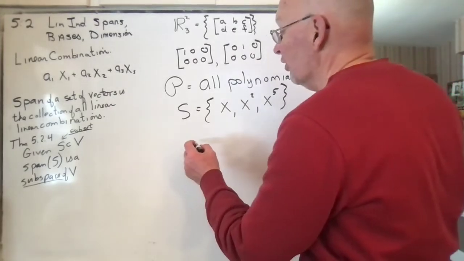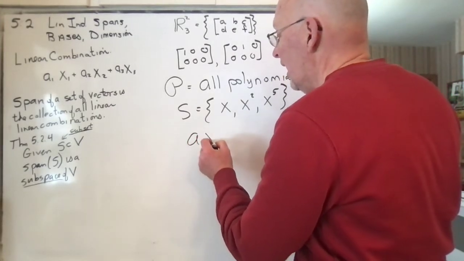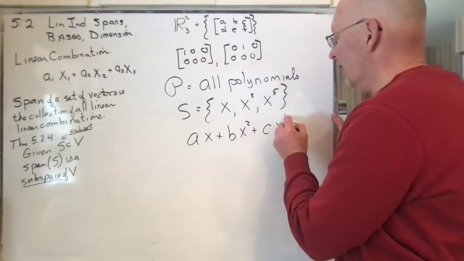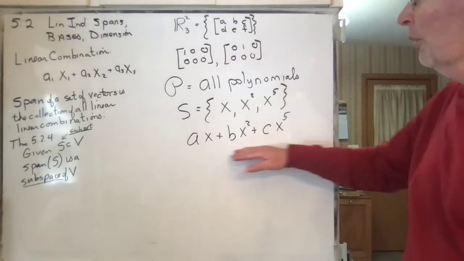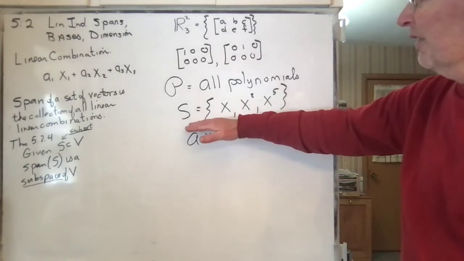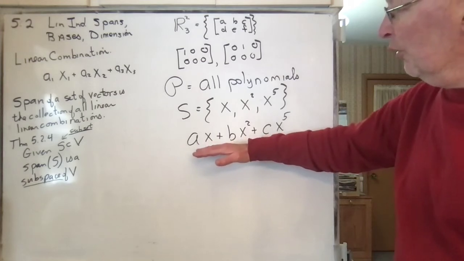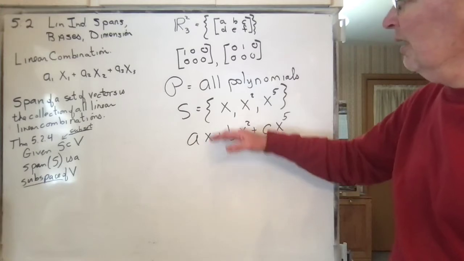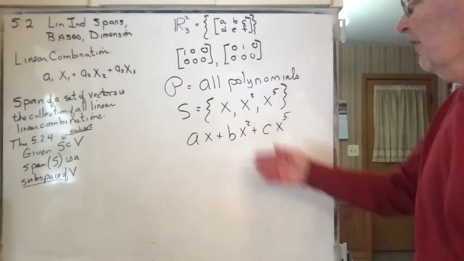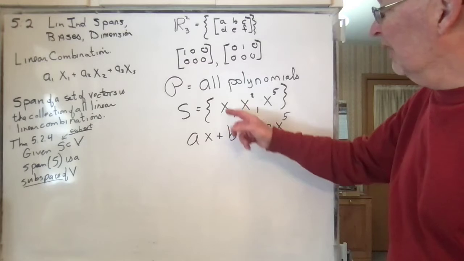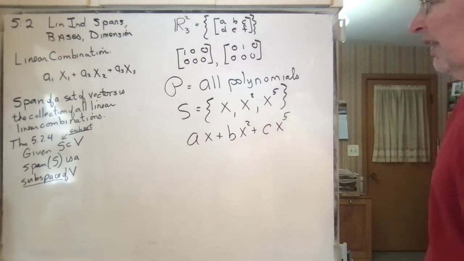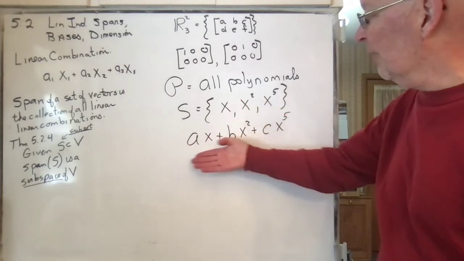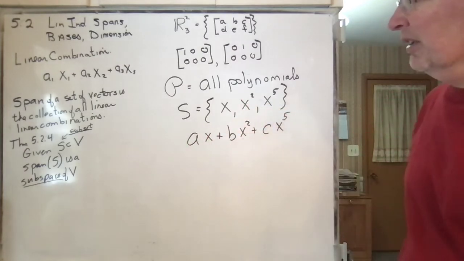The span of all of them is going to be all vectors of the form ax plus b times x squared plus c times x to the 5th. Anything of that form is going to be in the span of this set. And notice if I take 2 of those things and add them together, I'm going to get something else like this. If I multiply this thing by a constant, I'm going to get something else like that. If I multiply it by 0, I'll get the 0 vector, and so that's in the subspace as well. So there's the subset, and if you take the span of all those things, you're going to get a subspace.